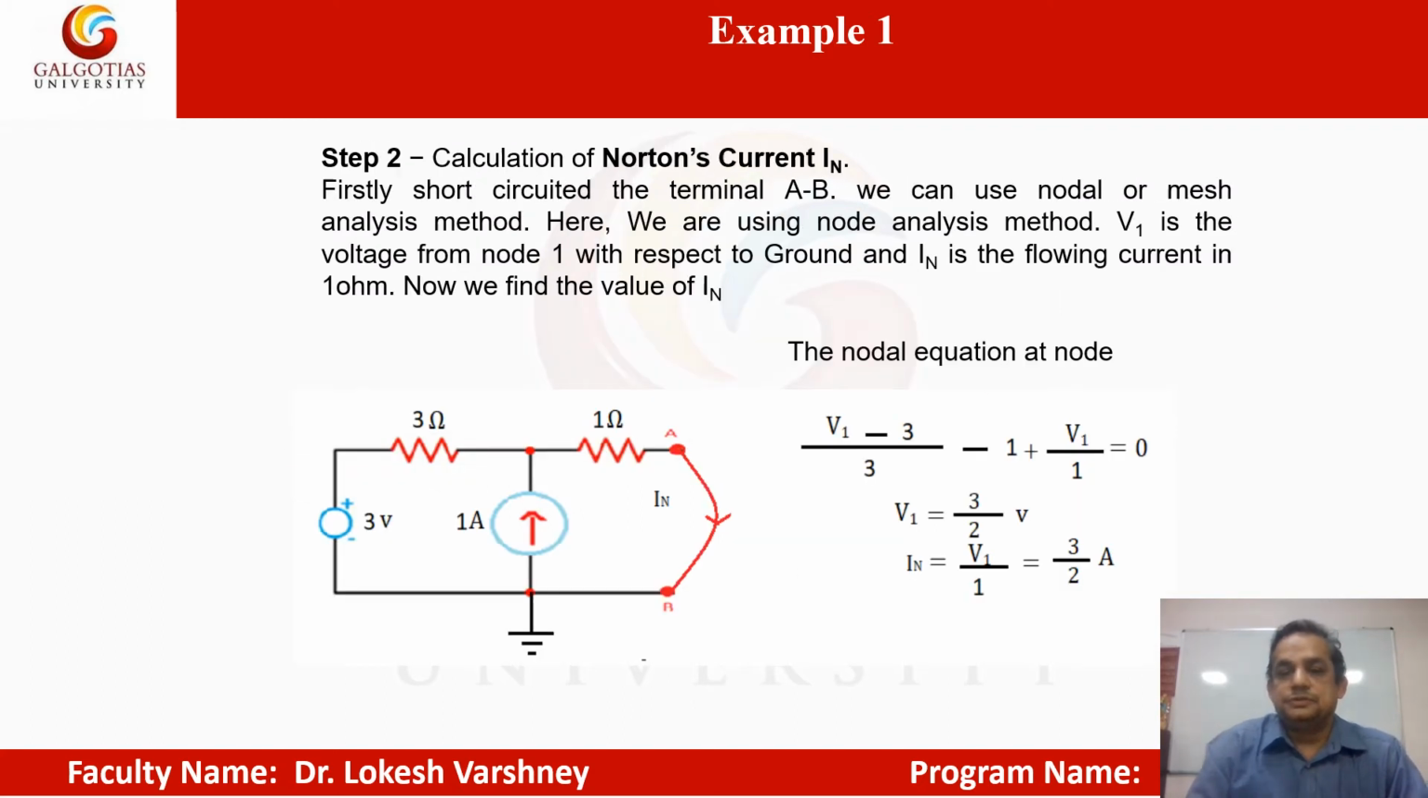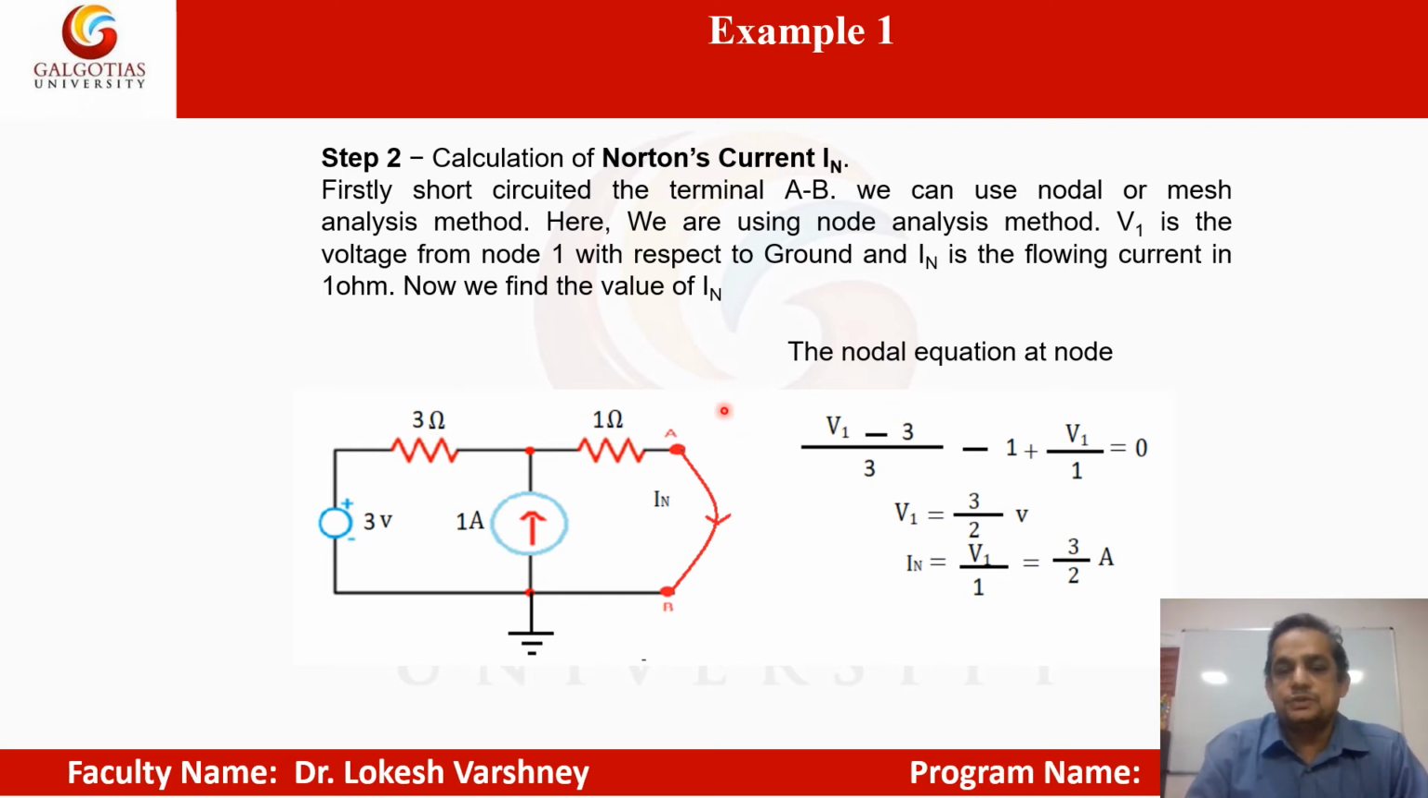How to calculate IN? Firstly, join A and B, short circuit A and B through a wire. Now calculate the flow of current in this wire. How to calculate? I calculate through KCL. If you want to calculate through KVL or superposition, then you can apply it.